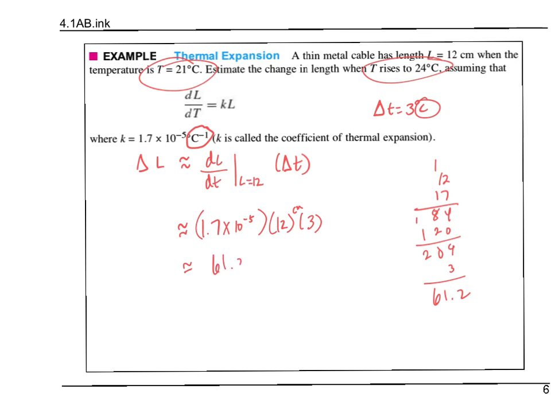So you could still do this without a calculator. 61.2 times 10 to the negative fifth centimeters. And then rewrite, of course, proper scientific notation, 6.12 times 10 to the negative fourth centimeters. So that is how much this changes when the temperature rises 3 degrees.